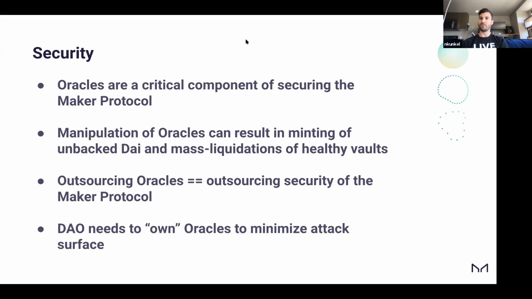And so really what you arrive at is that the DAO needs to own its own Oracle stack, and own the operation, the management, and the maintenance thereof, in order to minimize the fundamental attack surface on the Maker protocol.